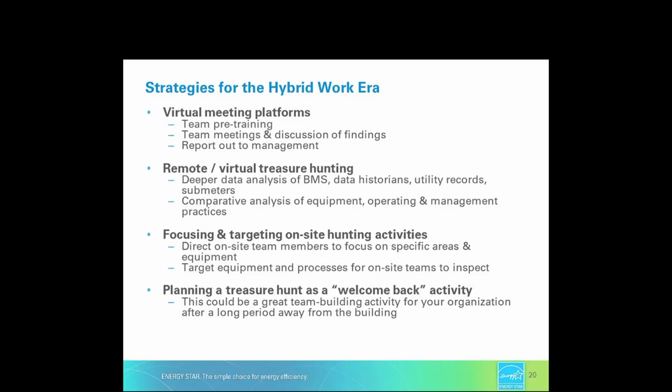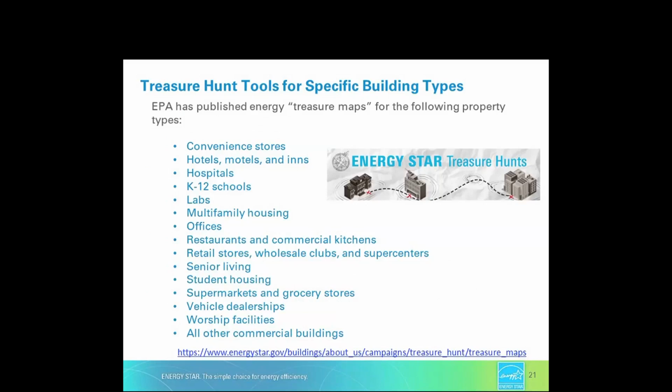So really the important thing here is that treasure hunts can be performed for any commercial building type. EPA has published a series of property type specific treasure maps, including the sectors that are shown here on the screen. Again, we have a link at the bottom there. If your building does not fall into one of the categories included by these top line bullets, we have a general treasure map that is applicable for all other commercial buildings. And depending on your property type, the map will have specific examples of things to look out for within your building.